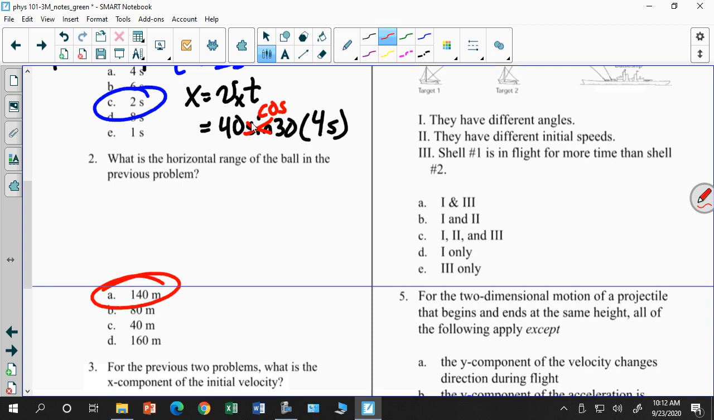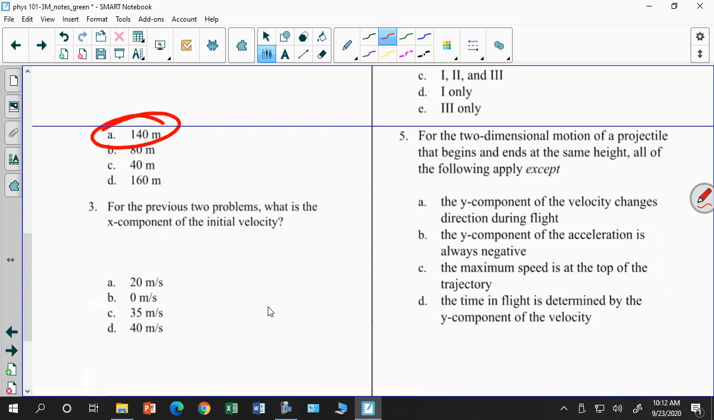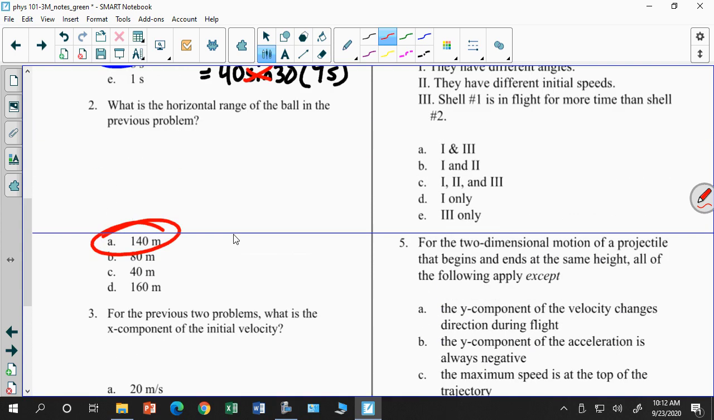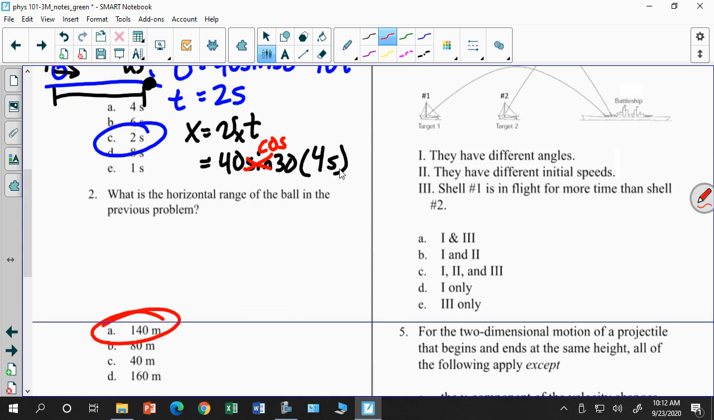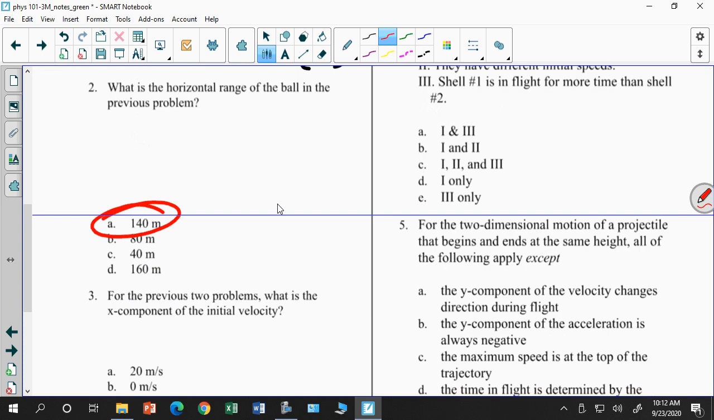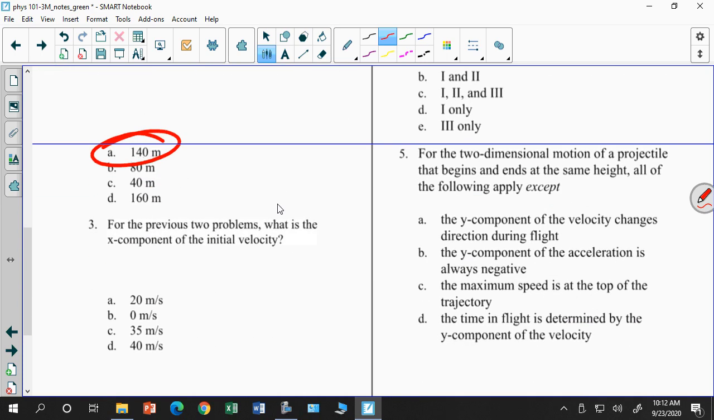Okay, there'll be other problems here, like what is the x component of the initial velocity? But look, you've already found that. You found it right here, that 40 cosine 30. So you can find the answer there. It's 35 meters per second.